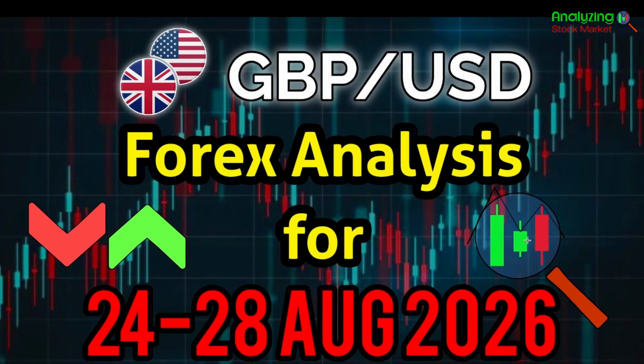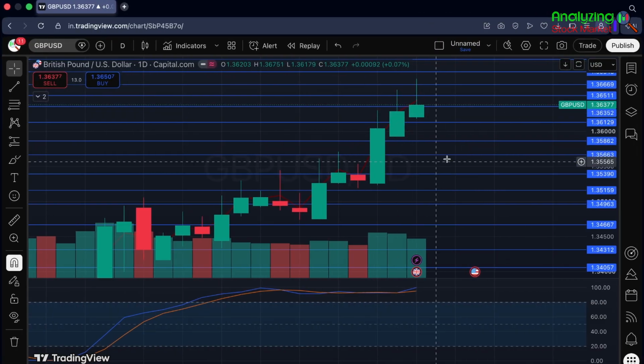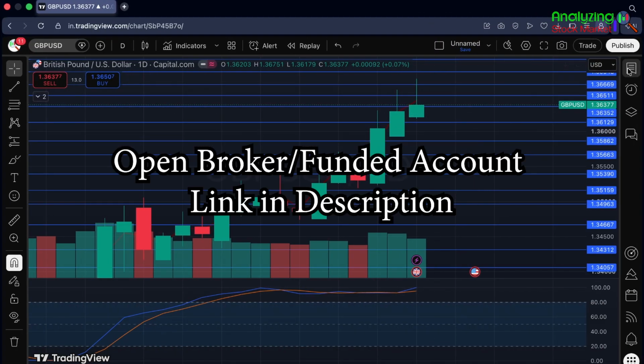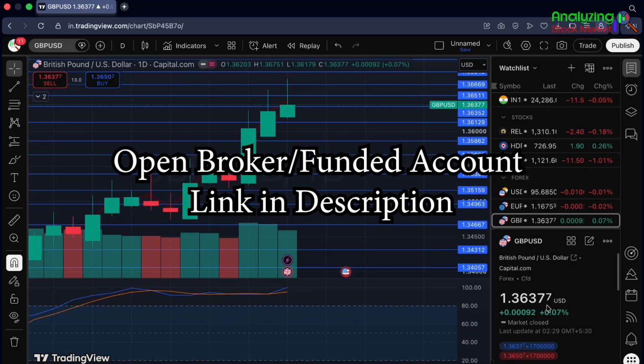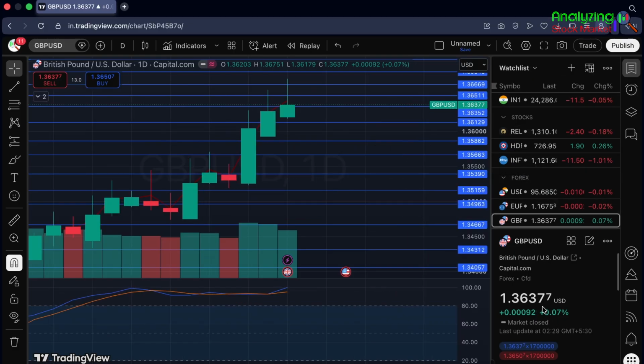So today I'll be talking about the GBP USD pair and we'll do the Forex analysis for 24th to 28th August 2026. So let's go straight to the chart. First, let's see what happened during the momentum in GBP USD. Let's see what happened on Friday first. Here, a 0.07% positive move. 1.36377 was the closing on Friday.